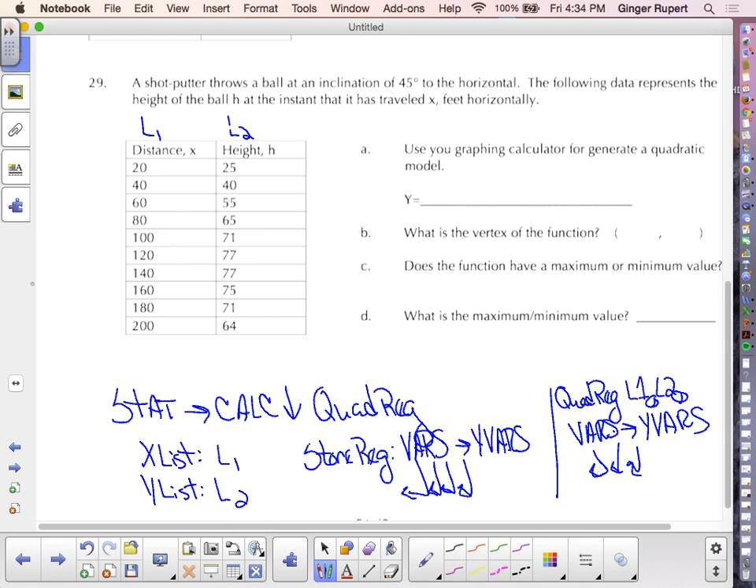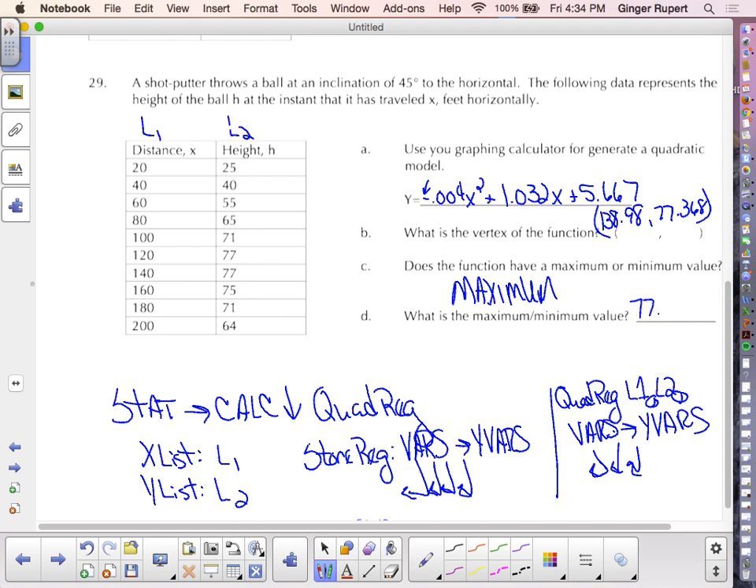So now I'm just going to put these numbers in here and you can check your calculations. 0.004x squared plus 1.032x plus 5.667. The vertex is at 138.98 and 77.368. It opens down because its A is negative, so that means it has a maximum value. And that maximum value is the y coordinate at 77.368.